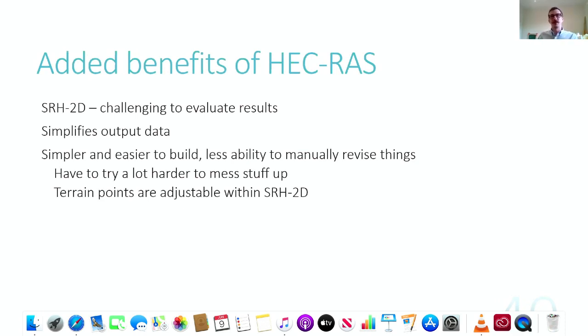So HEC-RAS is a little more user-friendly, this is my opinion. It also simplifies some of the output data. And I think one of the things to discuss when you're talking about the benefits of HEC-RAS over SRH-2D, I think there's pros and cons in SRH-2D to being able to manipulate the terrain data.